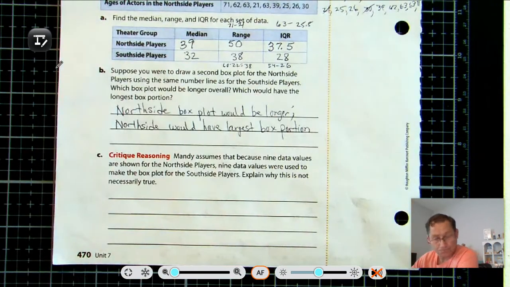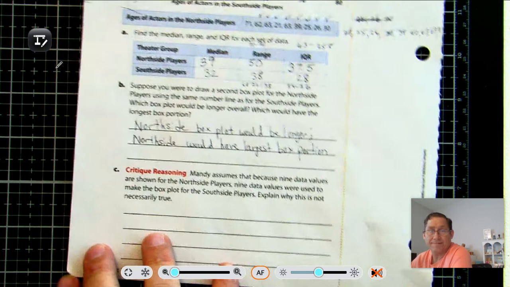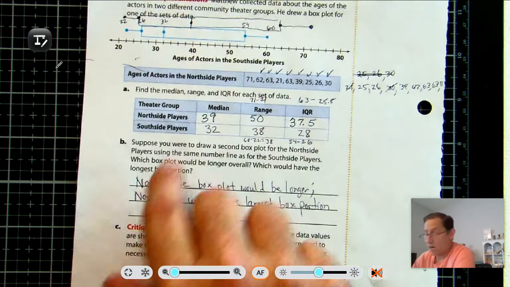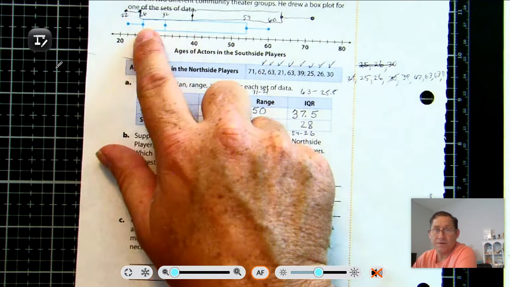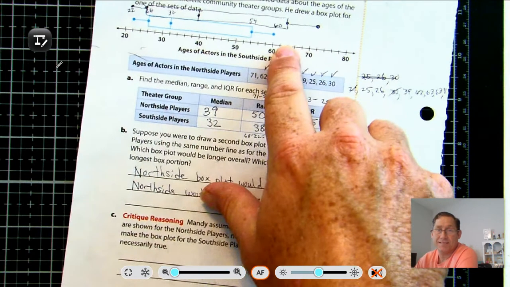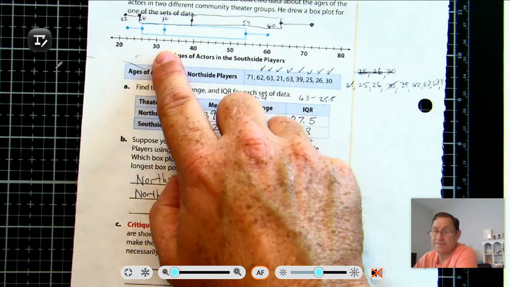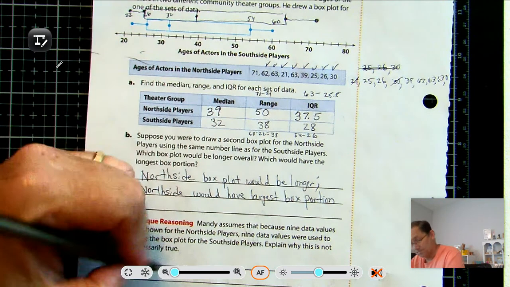And C. Mandy assumes that because 9 data values are shown for the north side players, 9 data values were used to make the box plot for the south side players. Explain why this is not necessarily true. Well, a box plot can't tell me how many values there are. It can only tell me 5 important pieces of information. It can tell me the lowest value. It can tell me the highest value. It can tell me the median, but I don't know how many numbers there were in order to get to the median.